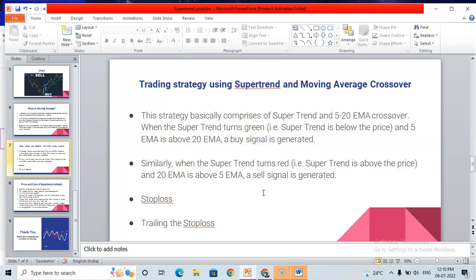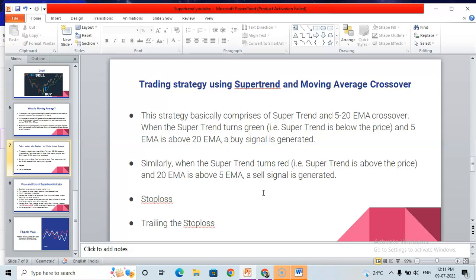Similarly, when the super trend turns red, that is the price is below the super trend, and the EMA is below the 5 EMA, then it is a sell signal. As I've told, when the 20-day crosses over with the 10-day, then it will be the sell signal. And you should always maintain the stop losses. Whenever you're trading in intraday, you have to put the stop loss. Without stop loss, you should never trade intraday.